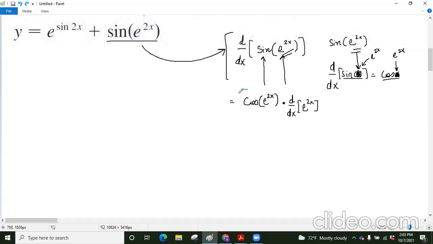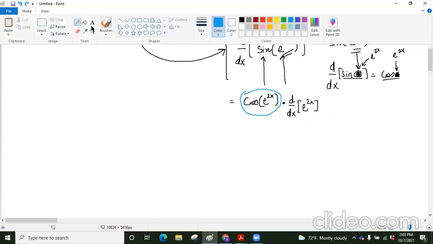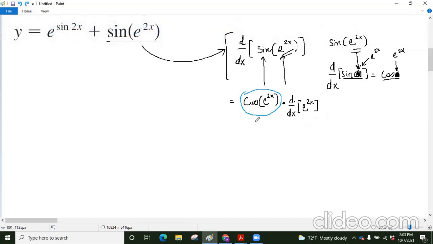But the issue here is that we want to multiply our answer by the derivative of the inside, which is e to the 2x, and we're going to keep the rest the same. So we're going to write cosine of e to the 2x here, but we're going to multiply by the derivative of the inside. So what exactly is the derivative of the inside? Well, if I asked you what's the derivative of e to the x, correct? You would say, well, that's just e to the x.